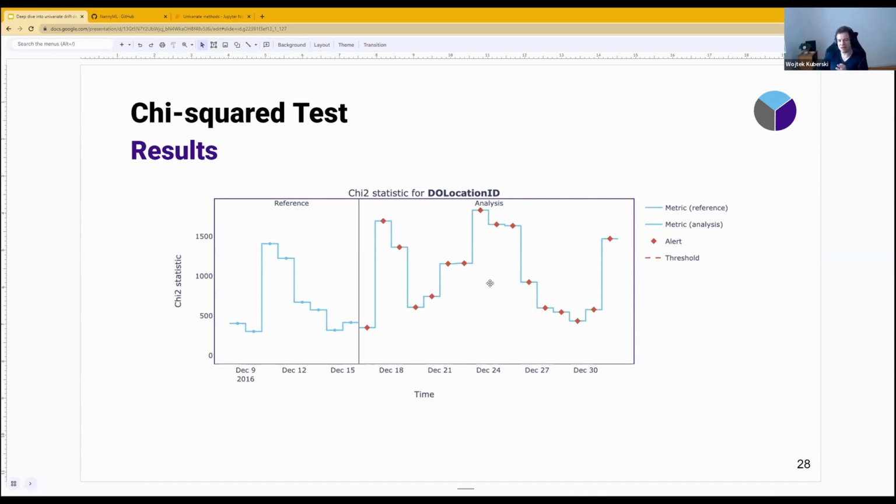And that's why using p-values to determine the significance of your drifts is generally not a good idea from just a practical perspective.